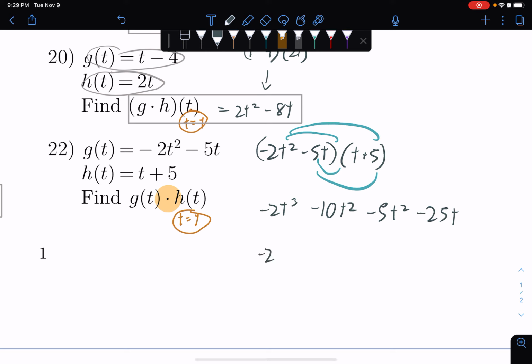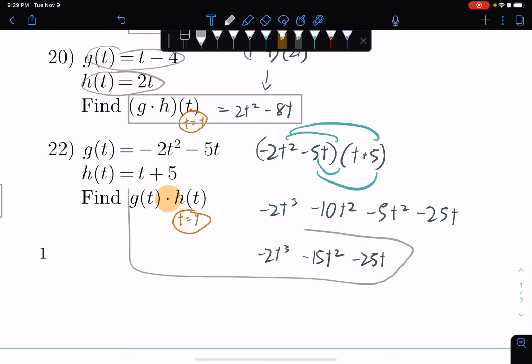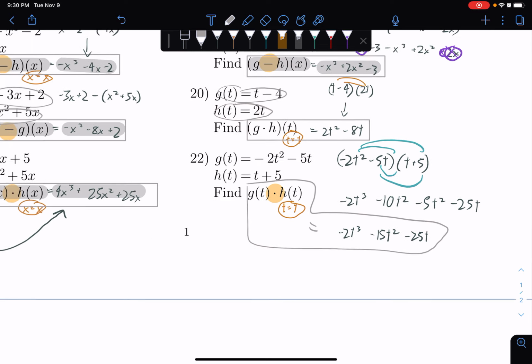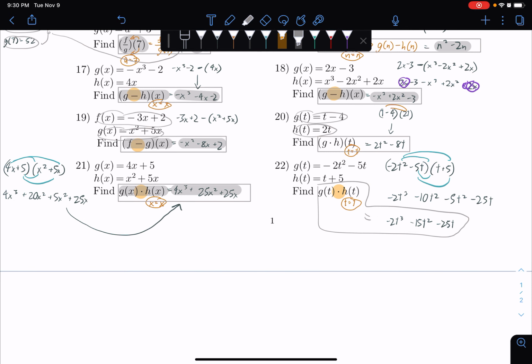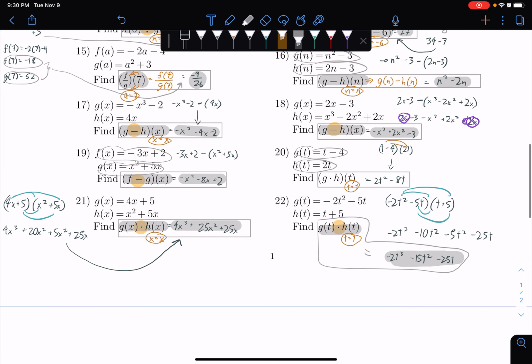Alright, negative 2t raised to 3. Simplify the t raised to 2. So negative 15t raised to 2 minus 25t. And this is our final answer. Yes, indeed, that's our final answer. Alright, I almost forgot gray highlighter there.